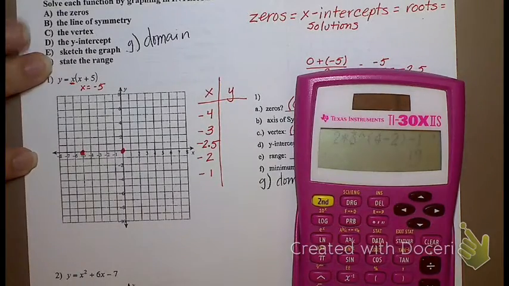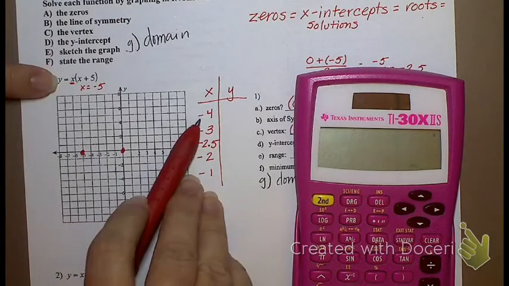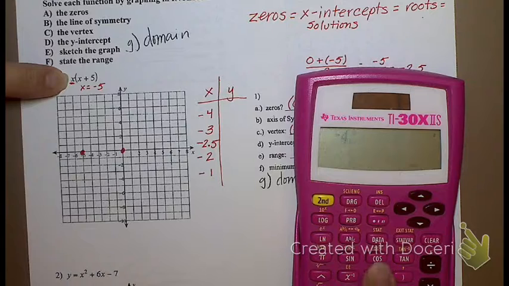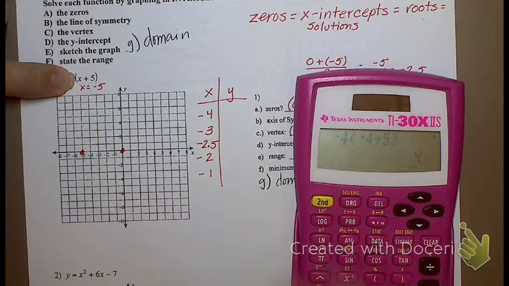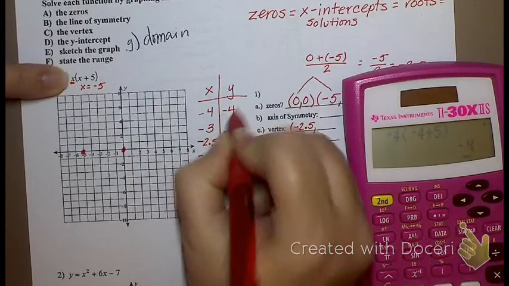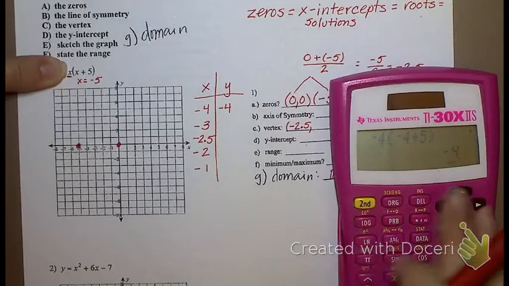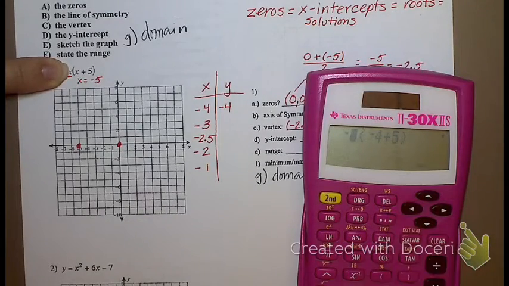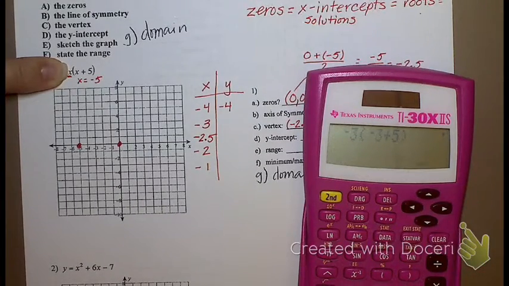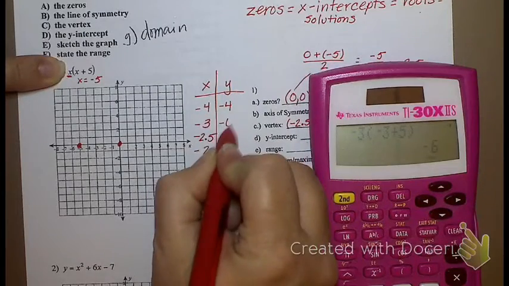So, I'm going to plug in -4. So, -4 parentheses, -4 plus 5. And I get -4. Now I'm going to go back and I'm going to change those -4s to -3s. Yeah? And I get -6.